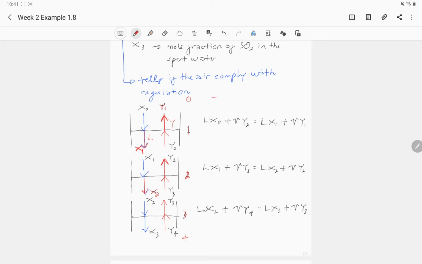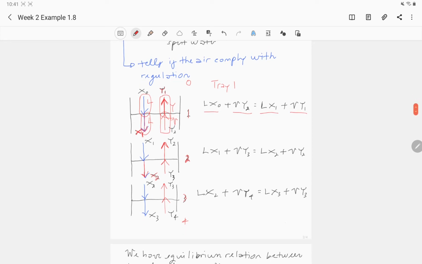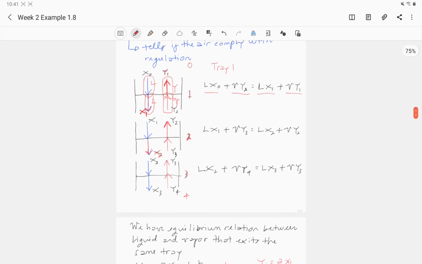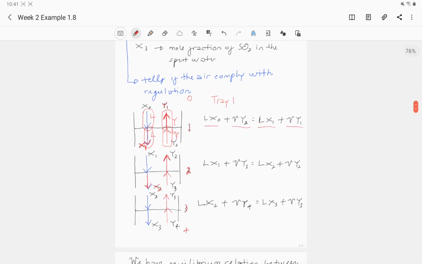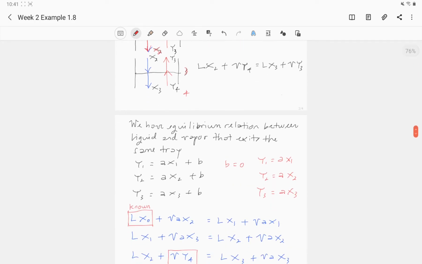So we can make a mass balance for each tray. So for example, for the tray 1, L multiplied by X0 in here, that will be in. And then V multiplied by Y2 will be equal to what is out, which is LX1 plus V Y1. Okay, that will carry on for each tray, so 1, 2, and 3. Since we have 6 unknowns and we only have 3 equations, we need another 3 equations.